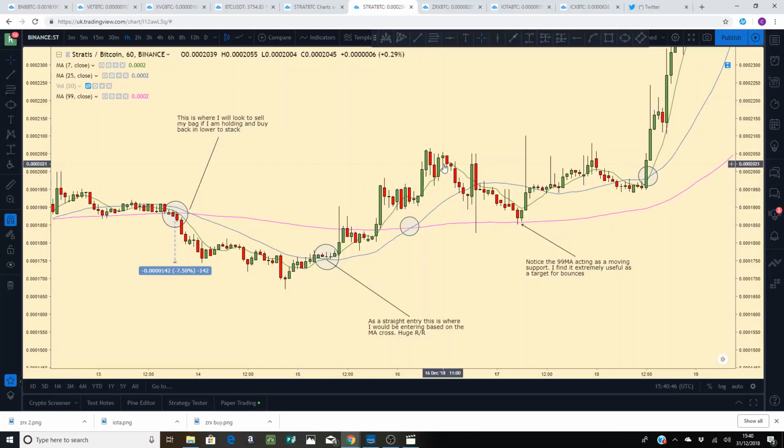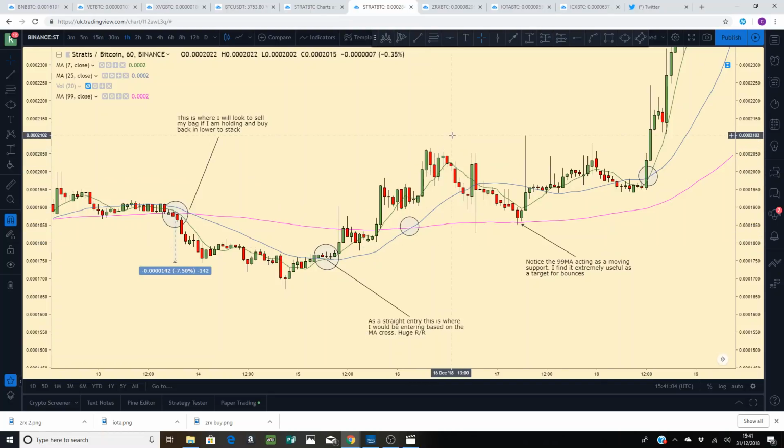Now this is what's interesting, what I find with the MAs. Notice that we got the 7 and the 25. That then kicks it up, but you don't get that same reaction as when the 7 crosses the 99. You get a decent one, but obviously not as extreme.